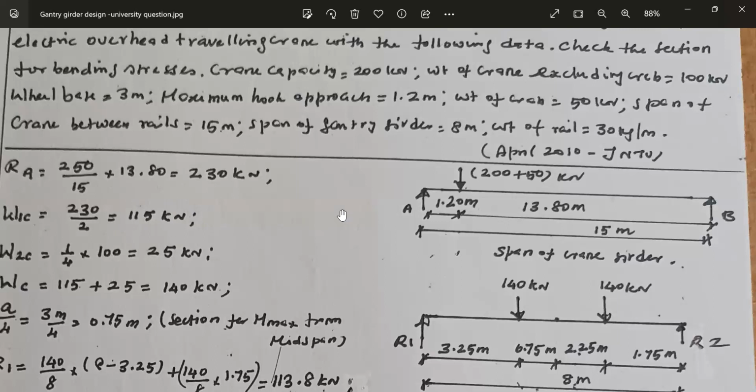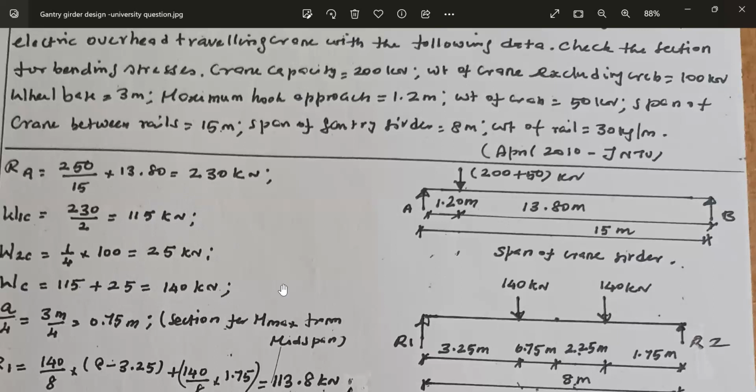What about the crane girder weight? Crane girder weight is given as 100 kilonewton. This 100 kilonewton is distributed to the gantry girder through four wheels. Two wheels on left hand side, two wheels on right hand side. Therefore, weight of each load is 100 by 4 is equal to 25 kilonewton. That is the total wheel load. Total wheel load is 115 kilonewton plus 25 kilonewton. This is the wheel load due to load lifted plus crab. This is the wheel load due to weight of crane girder. Total wheel load is 140 kilonewton.